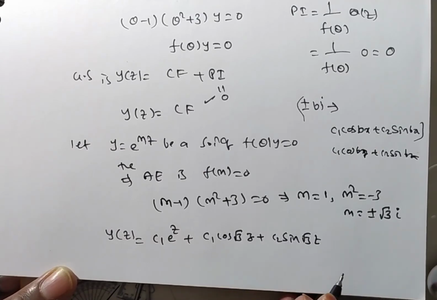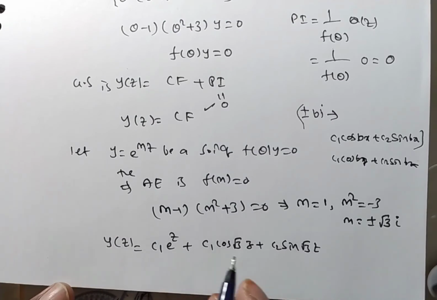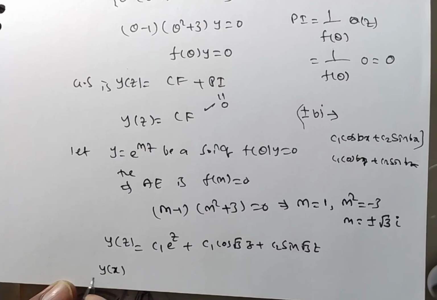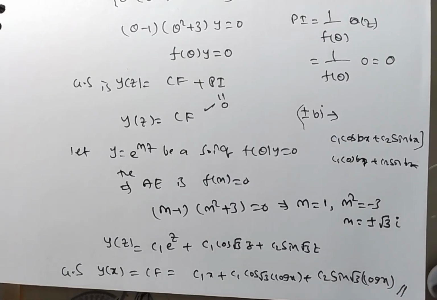Finally, we have to replace z by log x. Then we will have the final solution y of x, the general solution, is equal to the complementary function only, that is c1 times e power z, which is x, since x is equal to e power z, plus c1 cos root 3 times log x plus c2 sin root 3 times log x. This is the final solution. Is it clear for everyone?